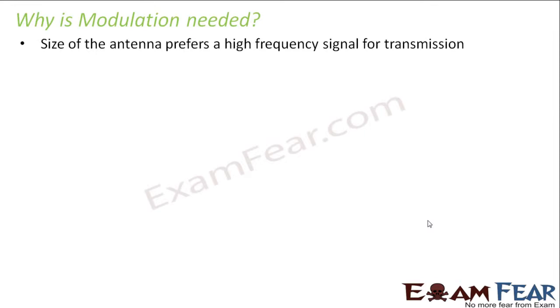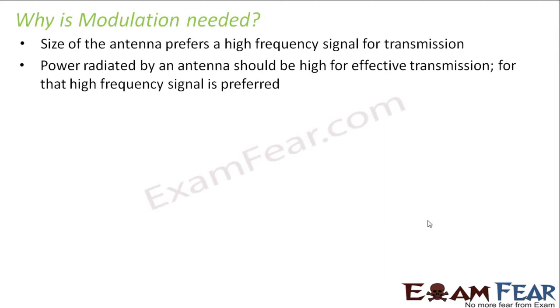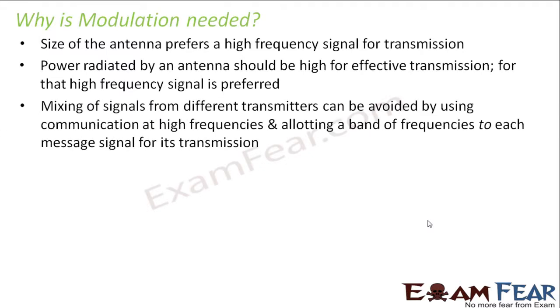So a last recap for the need of modulation. Because the size of the antenna prefers a high frequency signal for transmission, power radiated by an antenna should be high for effective transmission. For that, high frequency signal is preferred. Mixing of signals from different transmitters can be avoided by using communication at high frequencies and allotting a band of frequencies to each message signal for its transmission. I have discussed each of them in detail before, so I hope that it is clear to you.